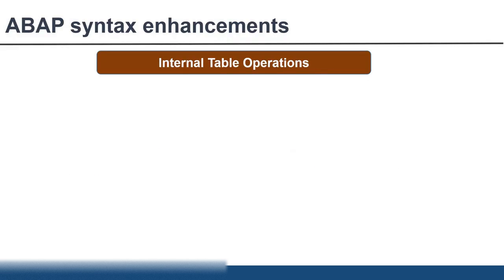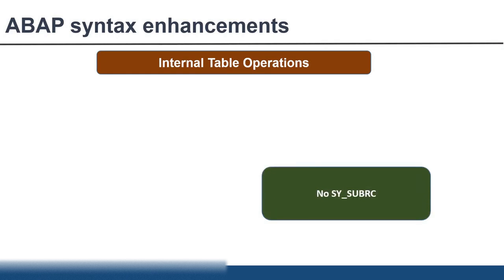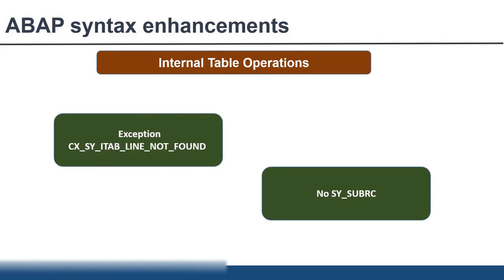Now we can learn about internal table operations changes. The major change is that you don't have to check sy-subrc anymore. Instead, the system will only raise an exception if the operation fails.